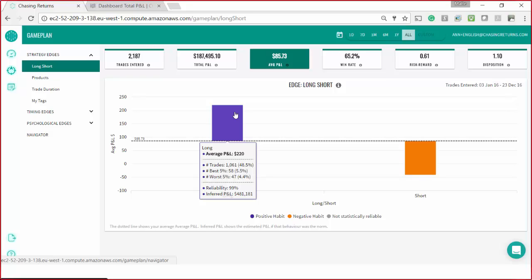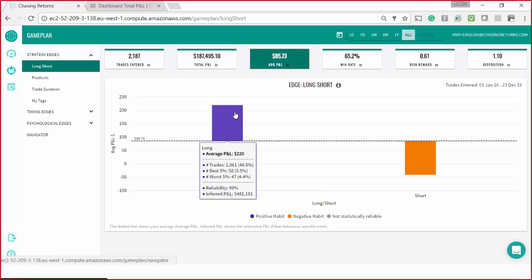And we calculate a number we call inferred P&L. This is how, as a trader, you try and understand how much a particular habit is costing you. So we say, if this behavior for long trades applied to his entire history, what would his P&L have been? And in this case, you can see it would nearly have been 500K. So more than twice his P&L he would have made if his short trades were able to deliver the same returns as his long trades.